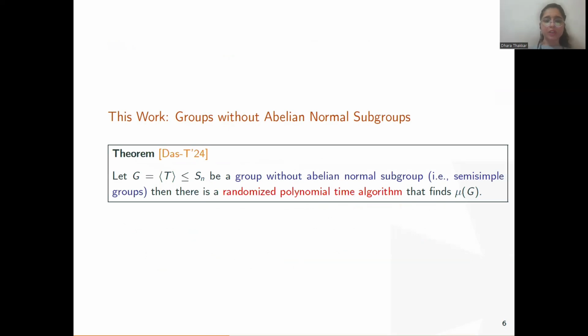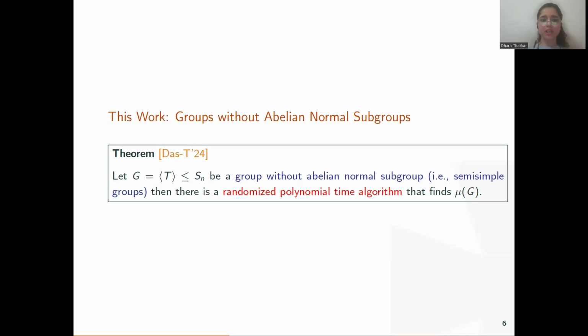Yeah, so what we have obtained is the following. We have a group G which is given by its generating set, and G is a group without abelian normal subgroups, that is, a semi-simple group. Then what we have obtained is a randomized polynomial time algorithm that finds μ(G). We will see the proof idea behind this theorem.